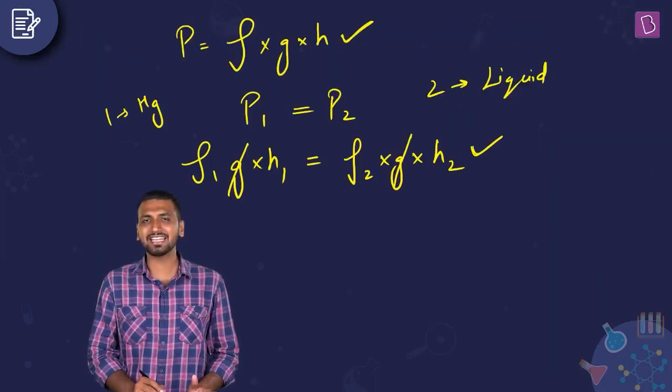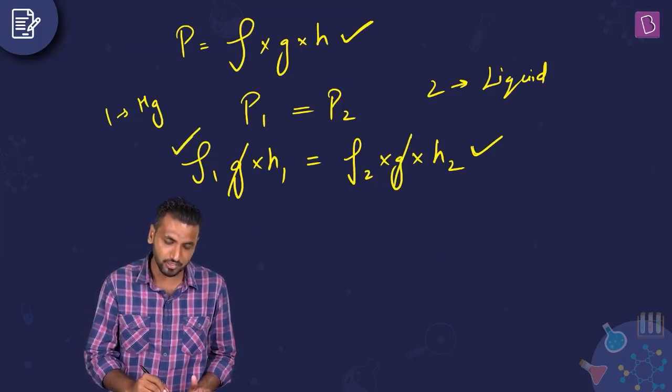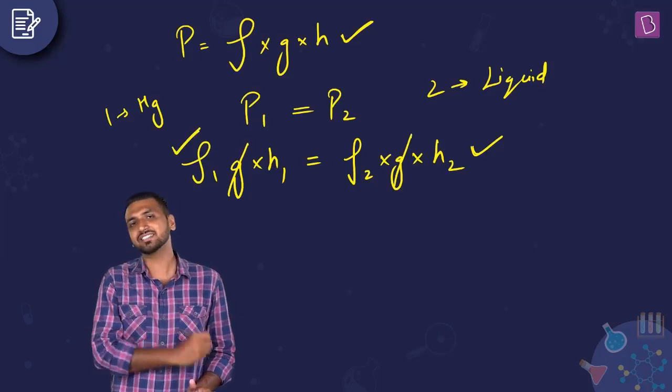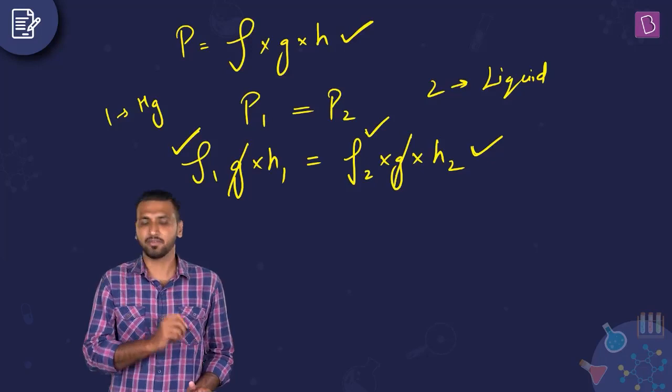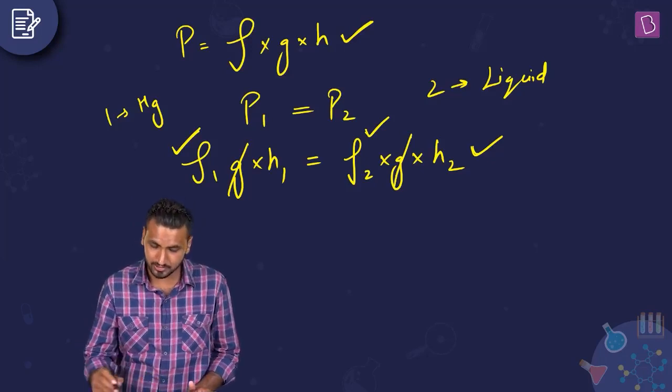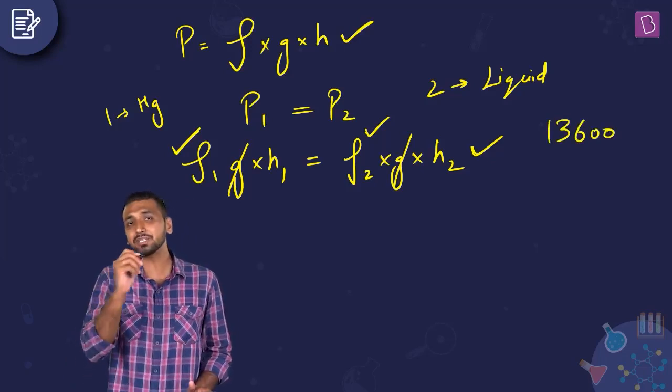Now if you want to place the density, always remember what unit of density you are keeping on the left hand side of the equal to, the same unit has to be on the right hand side. Same goes for height, right? Okay. So it is like 136 kg per meter cube.